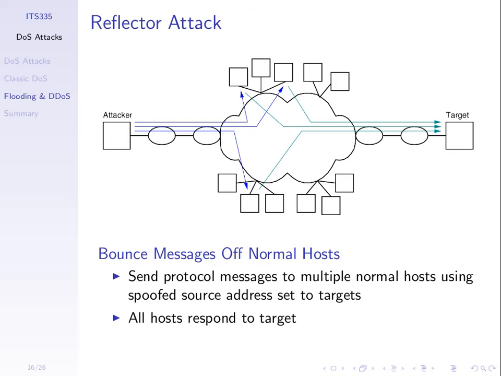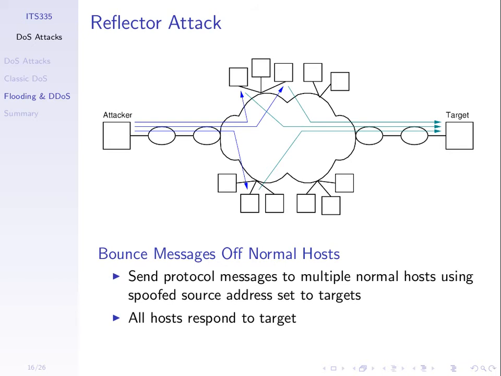For this to work, this reflector attack, what do we need? We need these normal computers to be able to respond to the message that they receive. Now first, these normal computers are not infected in any way. So they don't necessarily have any virus or any malicious software on them. So they're not under control of the attacker. They're just normal computers on the internet. Okay?